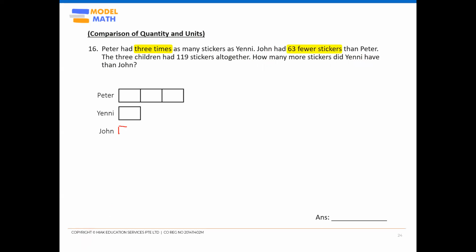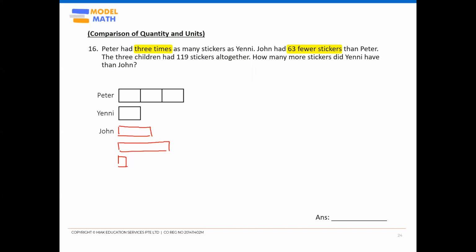So just look at my model first. It could be like this. Notice that John is smaller than Peter still, right? I can also say John could be something like that. Can you see it's still smaller than Peter? Or I can also say that John could be something like that. It is still smaller than Peter. All my red models there are all possible models to represent John at this point.